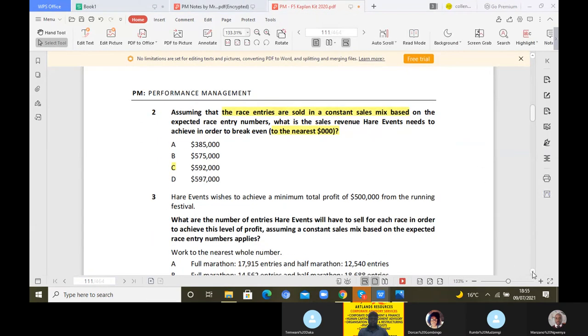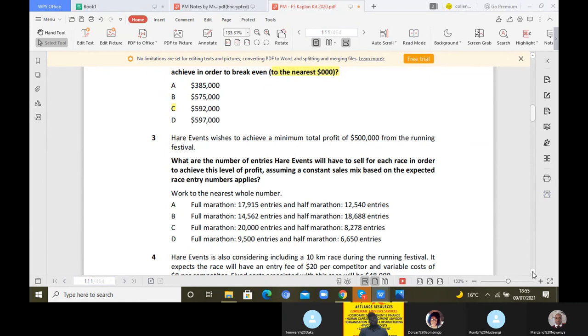Then 214,3 is saying, events wishes to achieve a minimum profit of 500,000. We call this target profit. So it's like sales revenue required to achieve the target profit of 500. Then they're saying, what number of entries do we have to sell for each race in order to achieve this level of target profit, assuming a constant mix based on expected race entry numbers. Work to the nearest whole number.